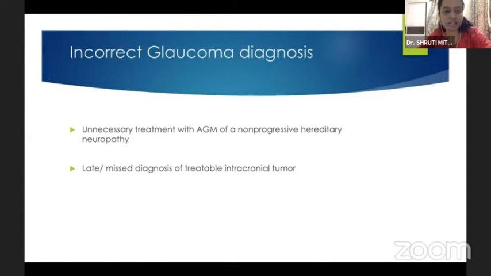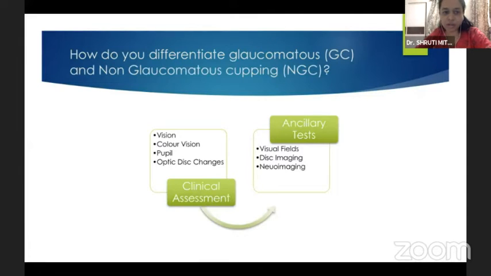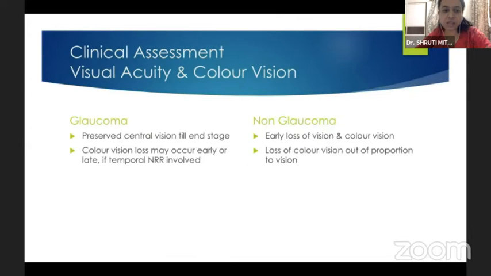It results in unnecessary treatment with AGM, resulting in a financial burden for the patient, or it may lead to a late diagnosis or a misdiagnosis of a treatable intracranial tumor. So how do we differentiate these two entities?